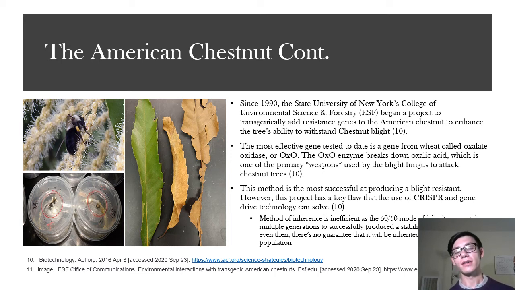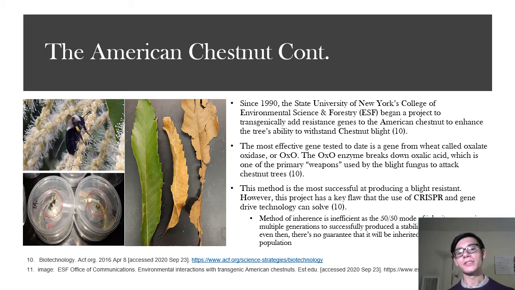It produces an enzyme that breaks down oxalic acid, which is the primary weapon used by chestnut blight to attack a tree. So if you can break down that compound, you can therefore effectively fight off the fungus. So this method was successful, but it had a key flaw. It had to rely on outcrossing and several generations of crossing to keep the gene within a population.